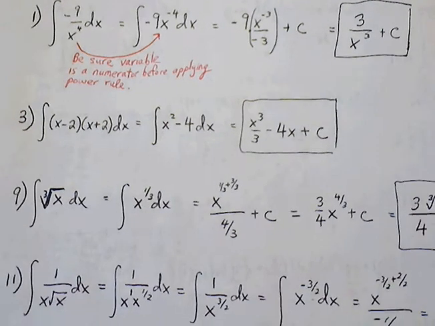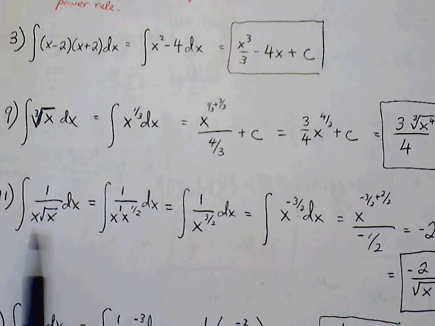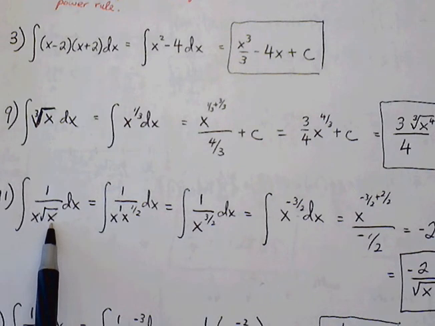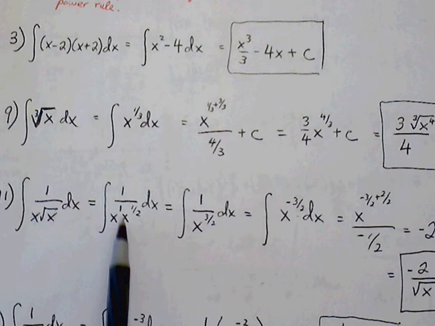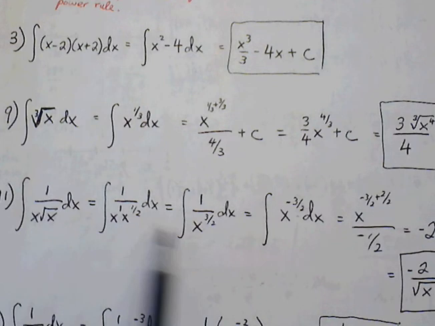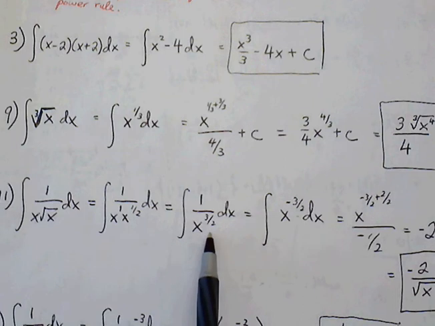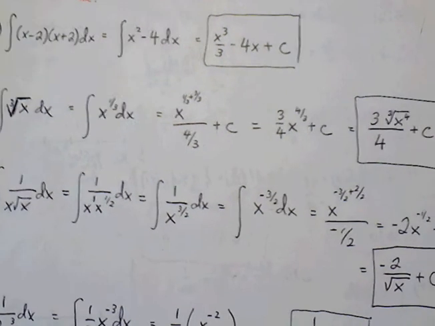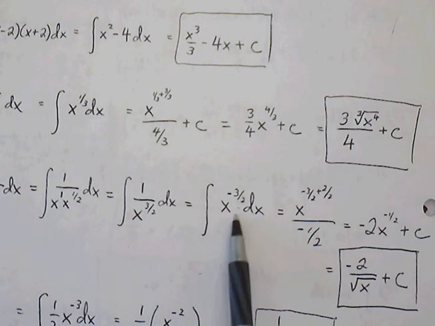Okay, number 11. We want to find a way to combine variables if we can. So this is x to the 1st, this is x to the 1/2. If I'm multiplying like bases, I can add exponents. So 1 plus 1/2 is 3/2. So we're able to simplify, but we still need this x sitting up in the numerator if we want to apply the power rule. So bring the x to the 3/2 up. We get x to the -3/2. Now we're ready to apply the power rule.